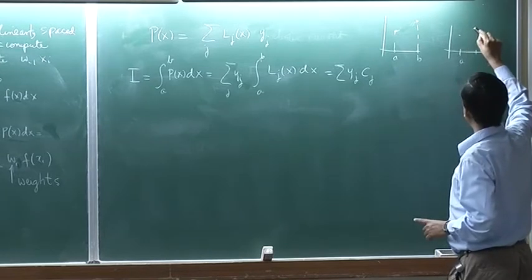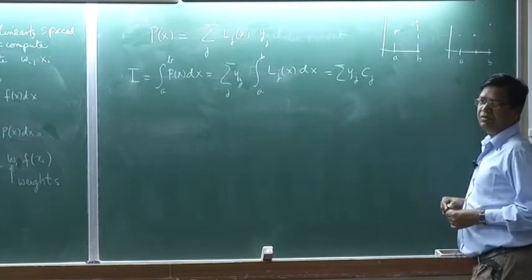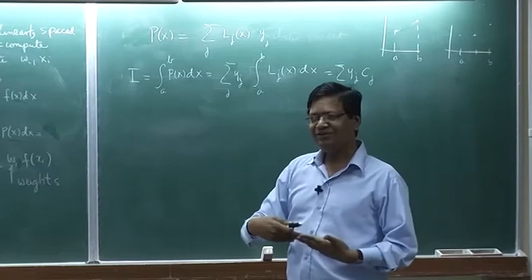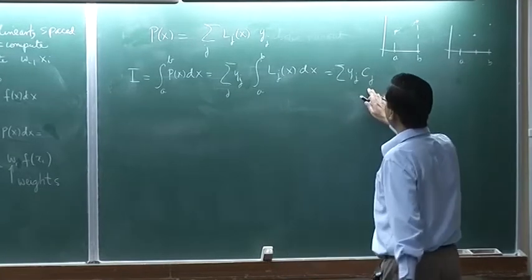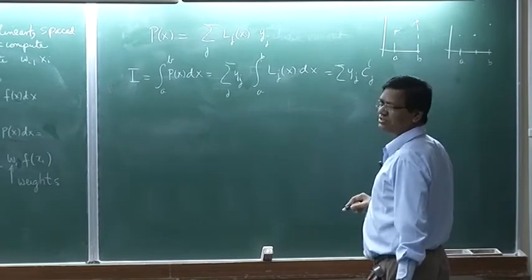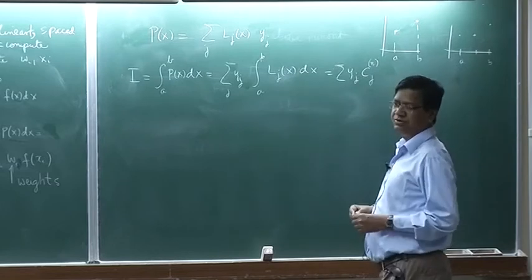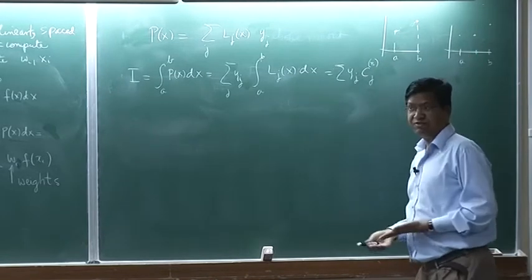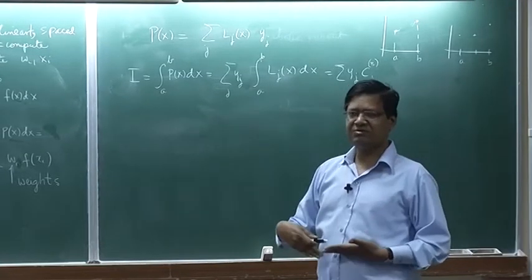So I give 3 points like this, or 4 points. So for all these points you need to give your Ci's, this Cj. So I need to specify how many points you are using. So that's why there is a notation called n. So for this n is 2, for this n is 3, and we can have n equal to 4. So the more points you take, the more accurate it will be.